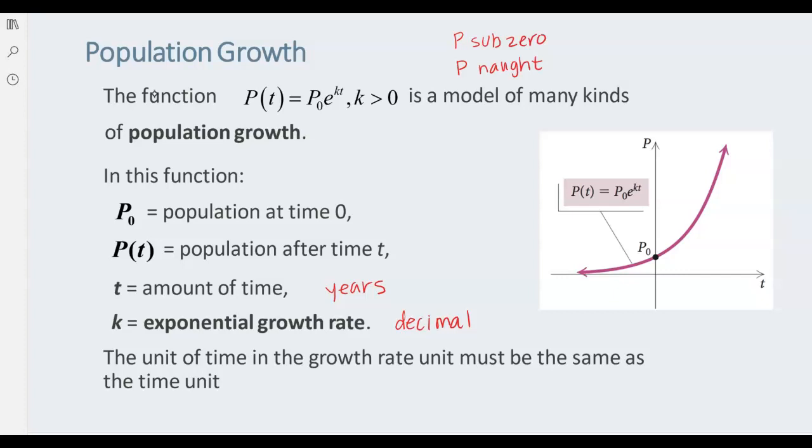We need the growth rate and the units of time to be the same. As I said, it's usually in years, but if they are changed, if it's monthly, let's say, then the time for both would need to be monthly.